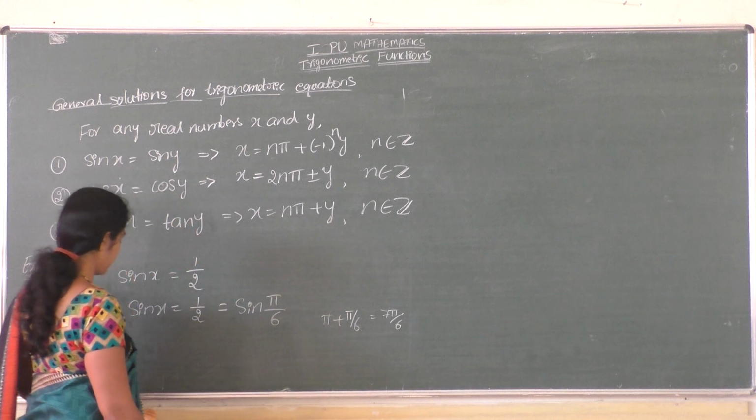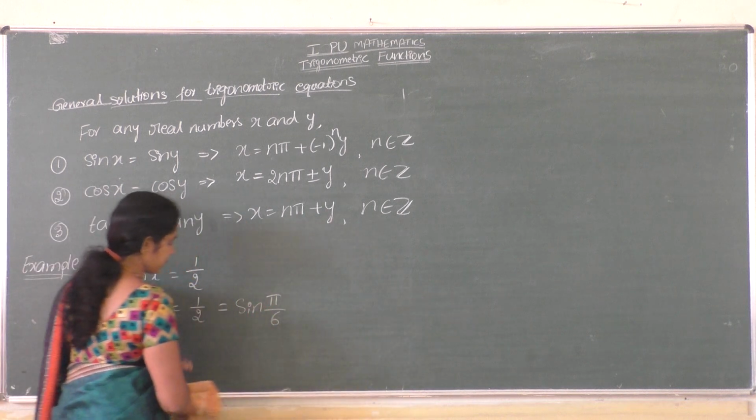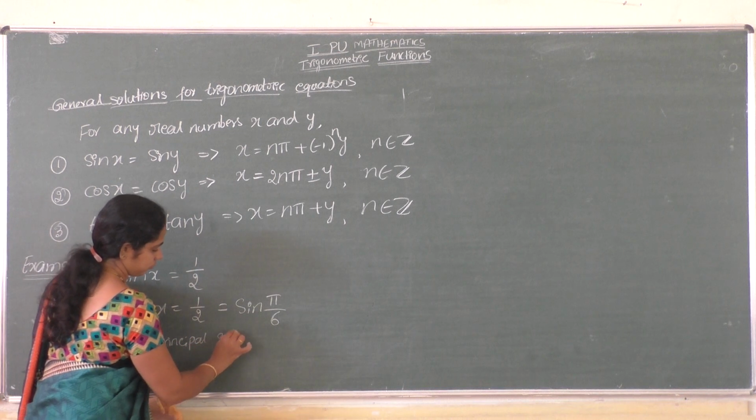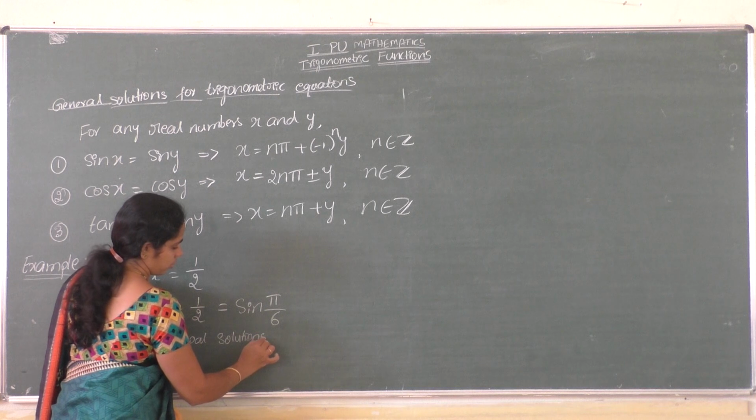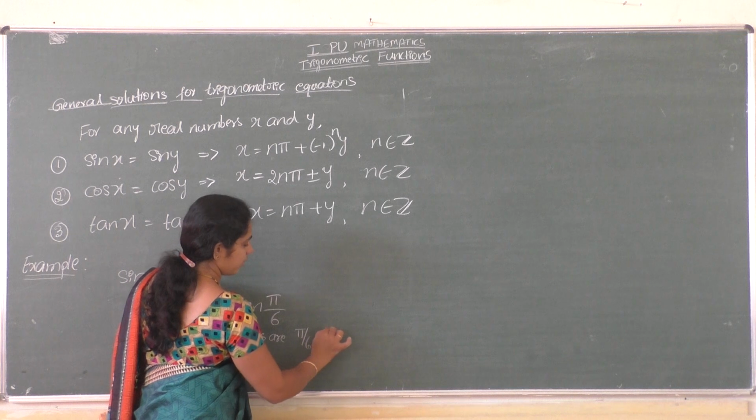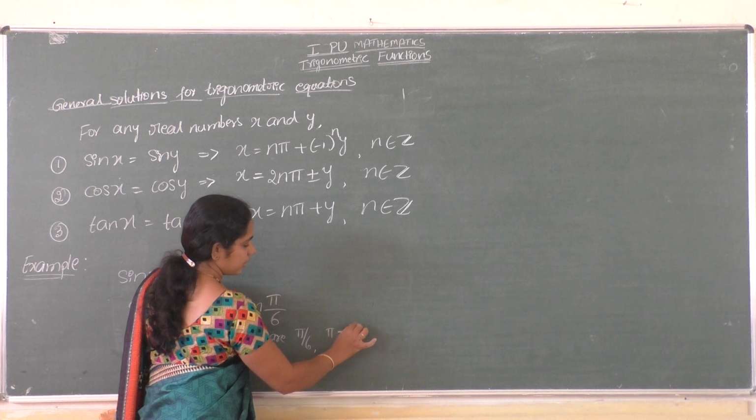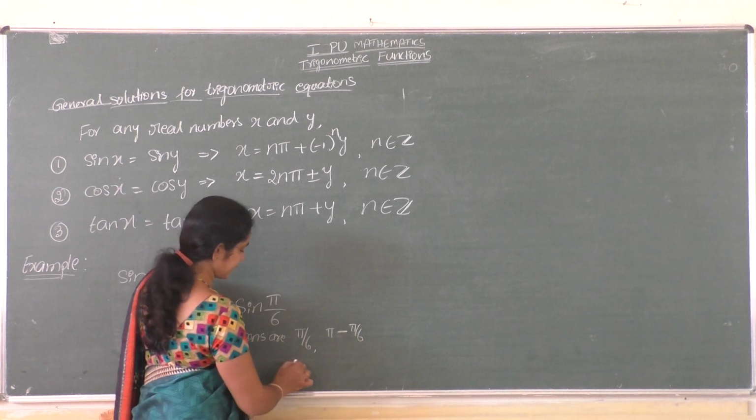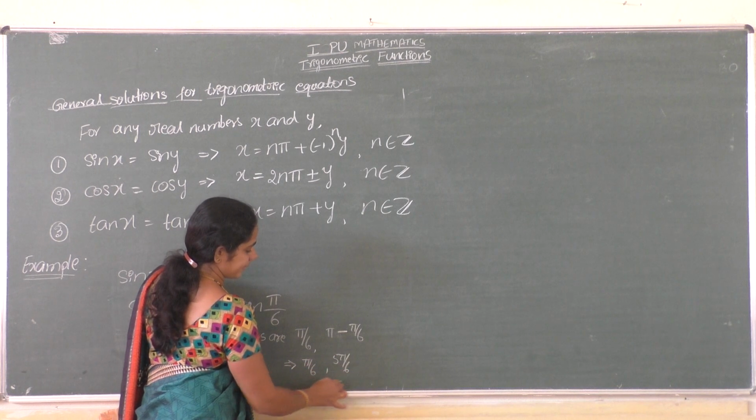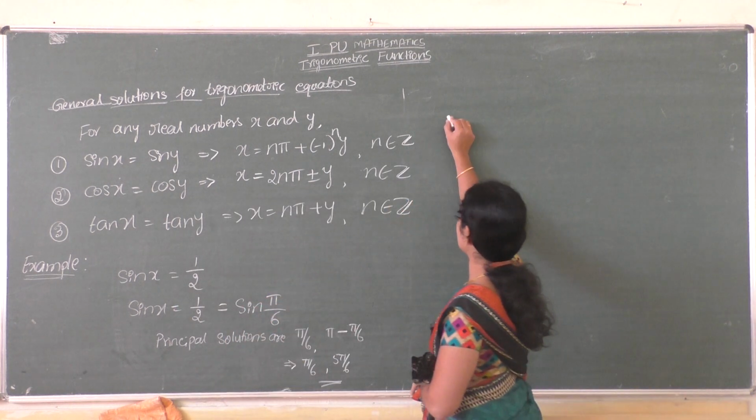Correct. Now, in general solution, here principal solutions are pi by 6 and, in the second quadrant, pi minus theta, that is pi minus pi by 6. What is that? Pi by 6 and 5 pi by 6. These are the principal solutions. Now, what is the general solution?